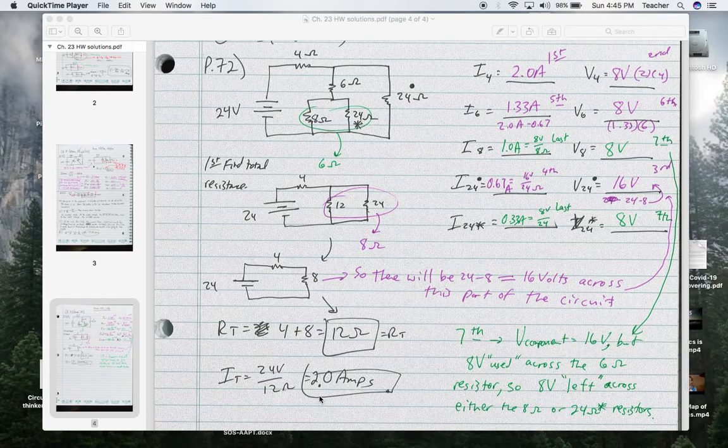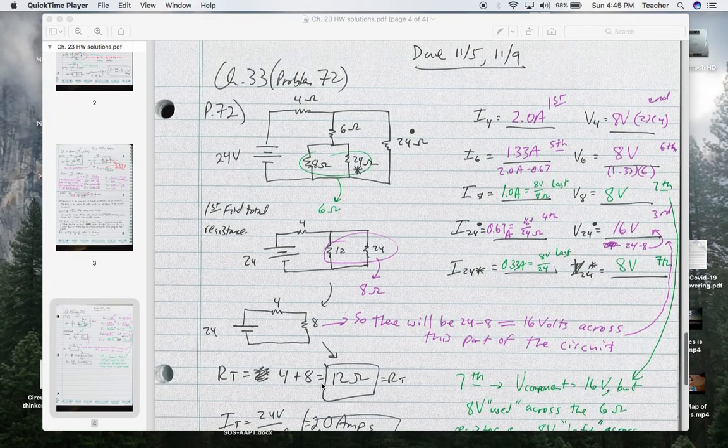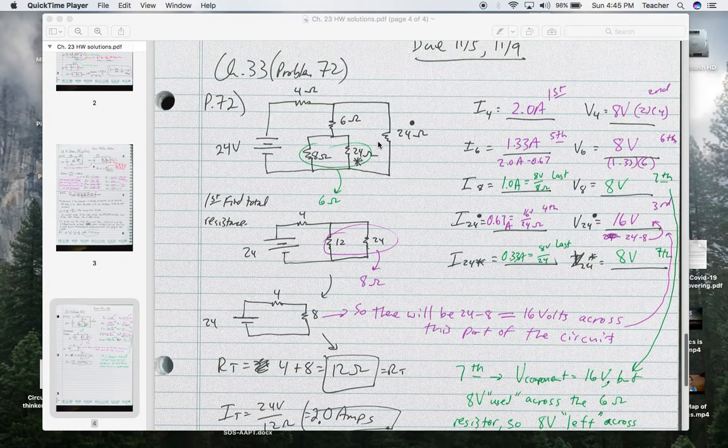So the total current is 2 amps, 24 volts divided by 12 ohms. So now I've put all this stuff together to get a single equivalent resistor and a single total current. And I'm going to go back and break it down. So in this case, the current, 2 amps, is going to be all going through the 4 ohm resistor, so that's what I would solve first. V equals I times R, 2 amps times 4 ohms. It gives me 8 volts across the 4 ohm resistor.